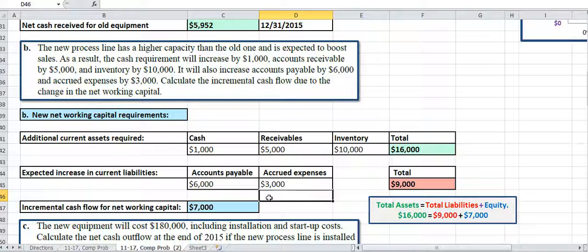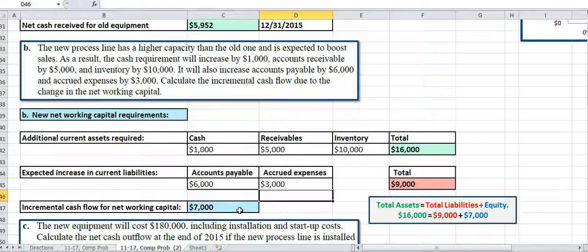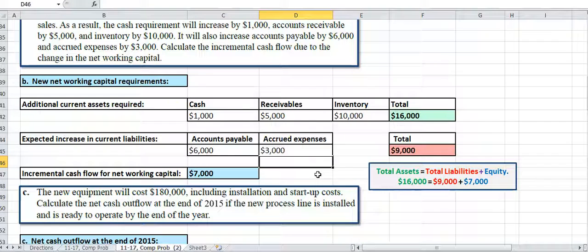So we're going to need to borrow an additional $7,000 in working capital. And just to make this easier to understand, let's just say that that's what we're going to need to use in order to increase our inventory here. So we'll just assume that they're going to use this in order to have the cash needed to increase their inventory by $10,000 worth of new inventory.